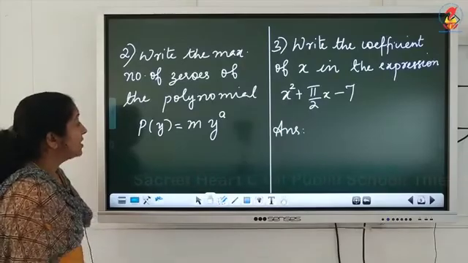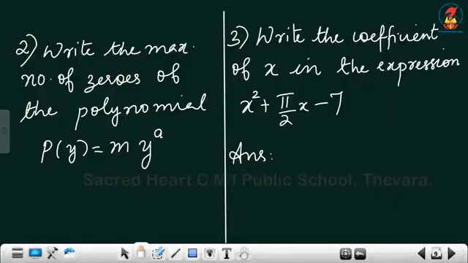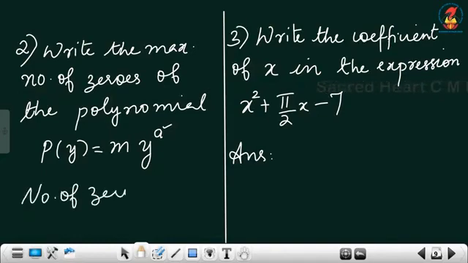Then write the maximum number of zeros of the polynomial. Number of zeros. If the polynomial is a linear polynomial, 1 zero. If the polynomial is a quadratic polynomial, 2 zeros. Cubic polynomial, 3 zeros and so on. Here what is given is p of y is equal to m y raised to a. Zeros depends on this. So the number of zeros is equal to a.